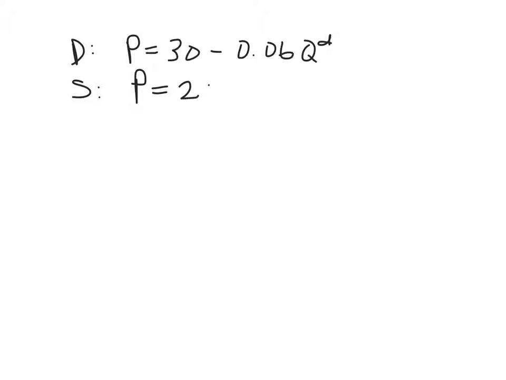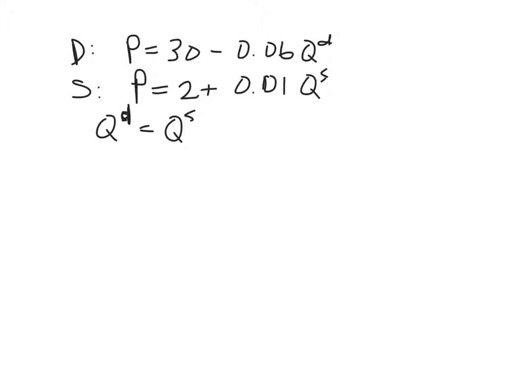Let's work through the algebraic solution for that potato market tax problem. So we note that demand is just given as P equals 30 minus 0.06 QD, and supply is represented by the equation P equals 2 plus 0.01 times the quantity supplied. And the equilibrium condition here is that the quantity demanded at our equilibrium price has to equal quantity supplied.